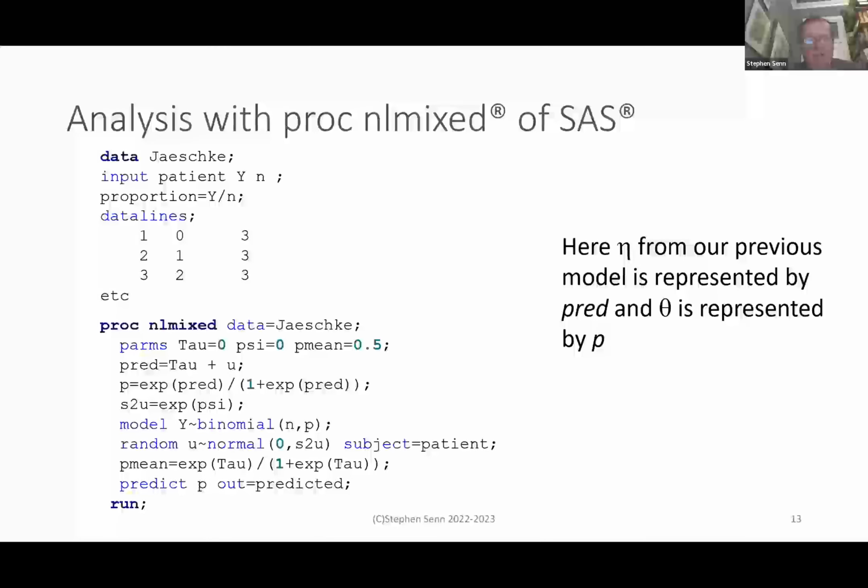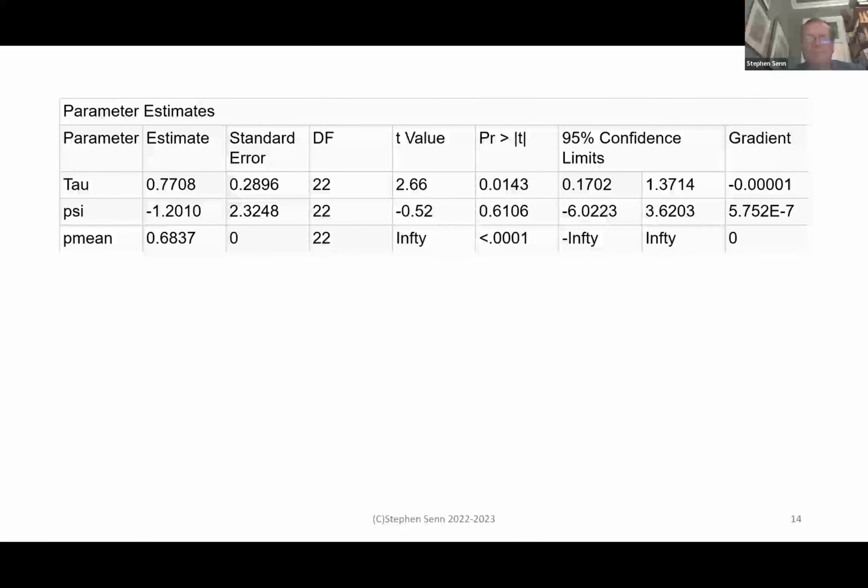I'm not going to have a look at this in detail. These are the parameter estimates. Tau is an estimate on the logit scale. This is its standard error, and this is the confidence interval for it here.